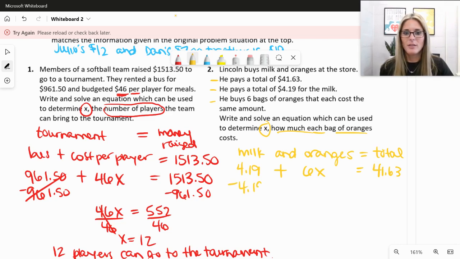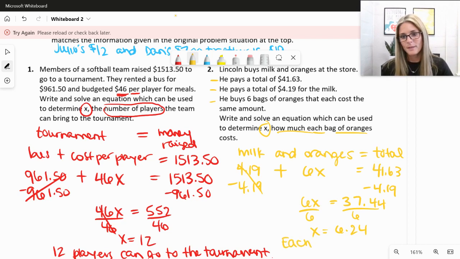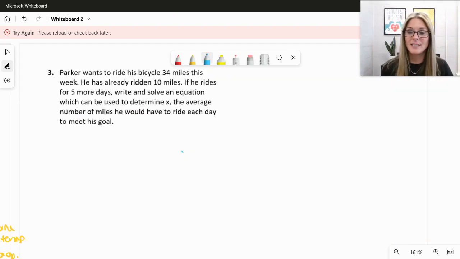Now we are ready to solve. Subtract the $4.19 for the milk. We have 6x equals $37.44. Divide both sides by 6. How much does each bag of oranges cost? $6.24. Each bag of oranges costs $6.24.